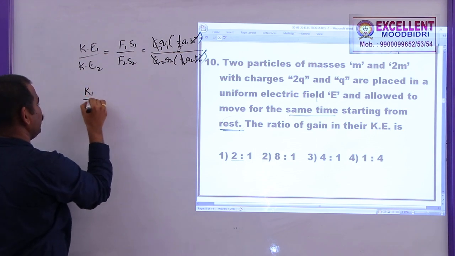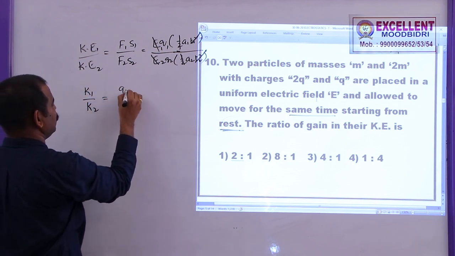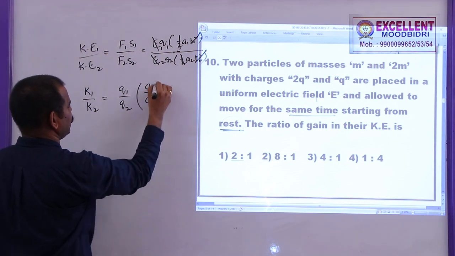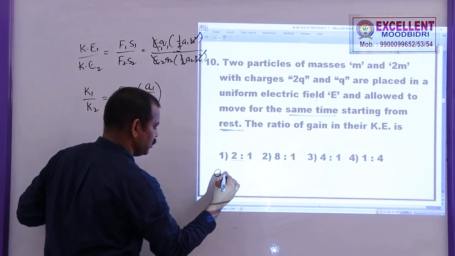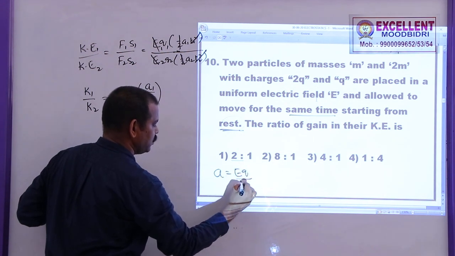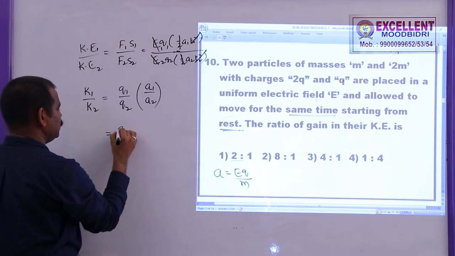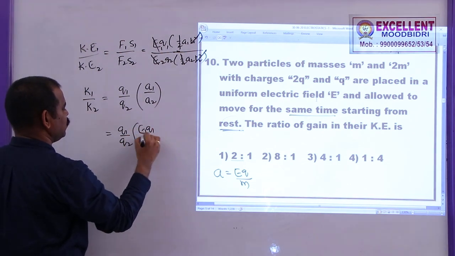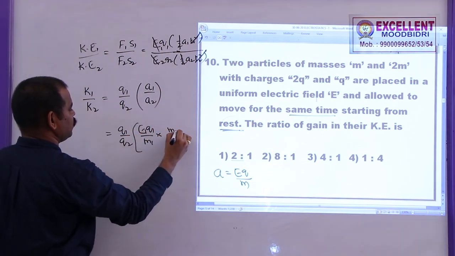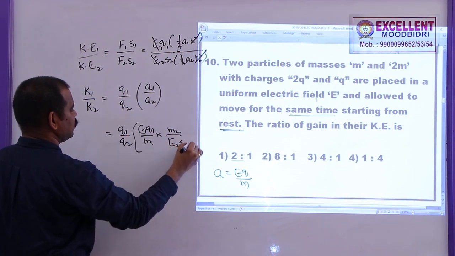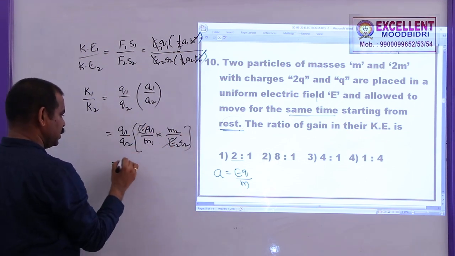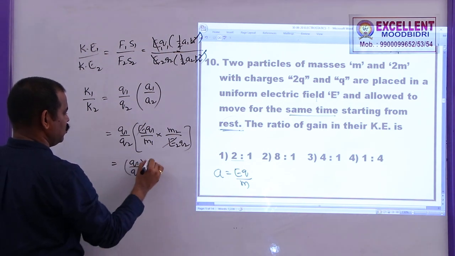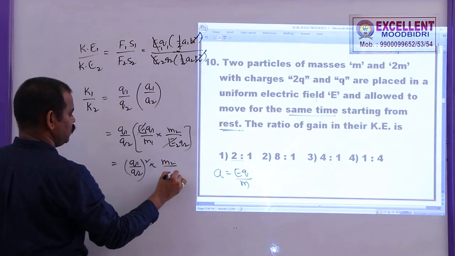So K1 by K2 is equal to Q1 by Q2 into A1 by A2. We know that the acceleration in an electric field is EQ by M. So you can write this as Q1 by Q2 into E Q1 by M1 into M2 by E Q2. Once again these two cancel. This is (Q1 by Q2) whole square into M2 by M1.